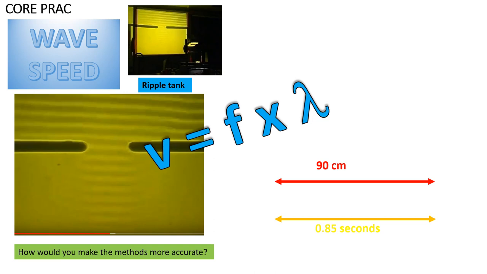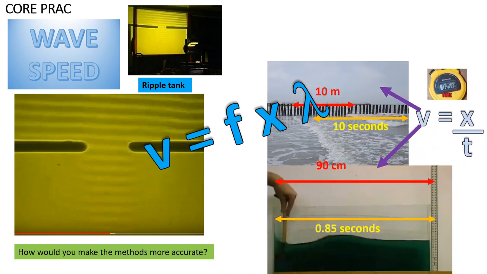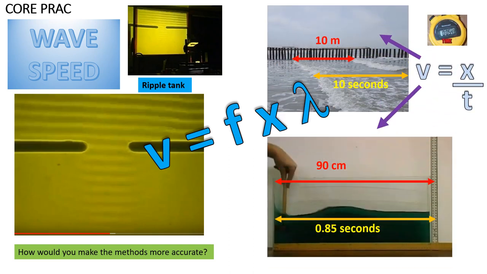We can also do it using V equals F lambda, which is a little more complicated, where we have to work out the frequency by counting how many waves went past a point in, say, 10 seconds, and then dividing that answer by 10, and then estimating the wavelength by comparing the waves between the crest of the waves on a ruler. Okay, so don't forget that. Two methods of working out the speed of a wave. We did that in class. That was one of our required practicals.